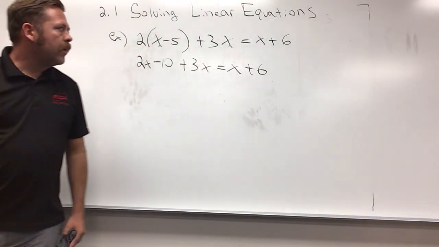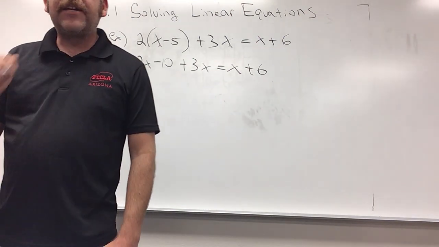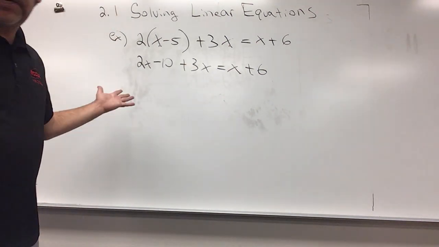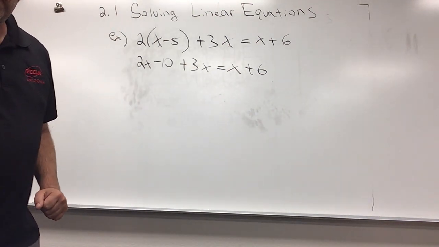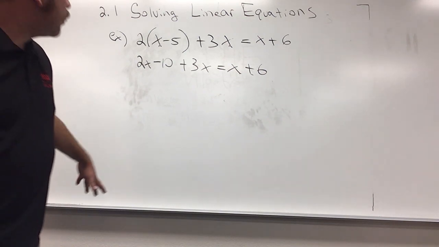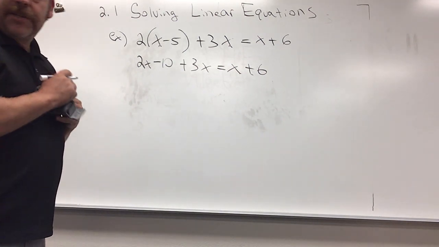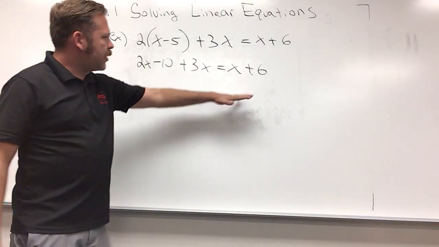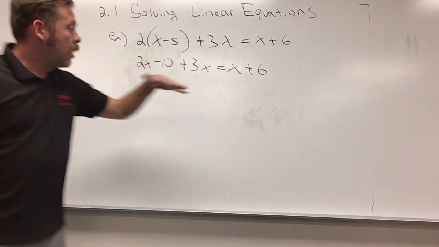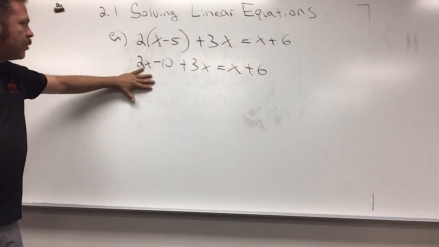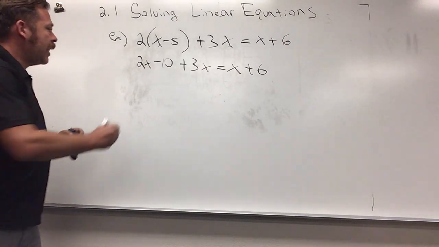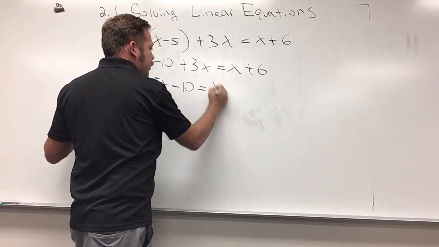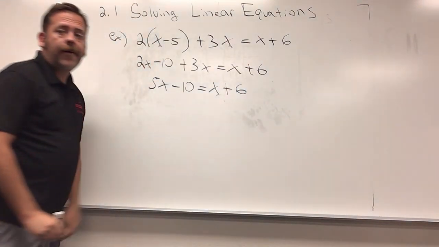All right? My next step, the second C, is to clear fractions. Well, as you can see, there's no fractions to clear, so we don't have to worry about that. So let's go on to the next step, which is to combine like terms on each side. I don't have any like terms on the right side of this equation. On the left side, I do have 2 like terms. I have the 2x and the 3x. I combine that, I get 5x minus 10 equals x plus 6. Okay?